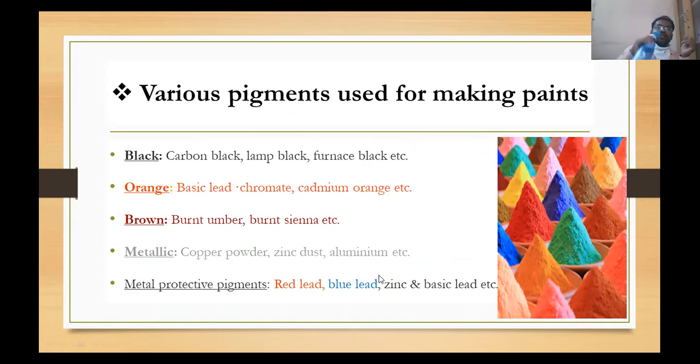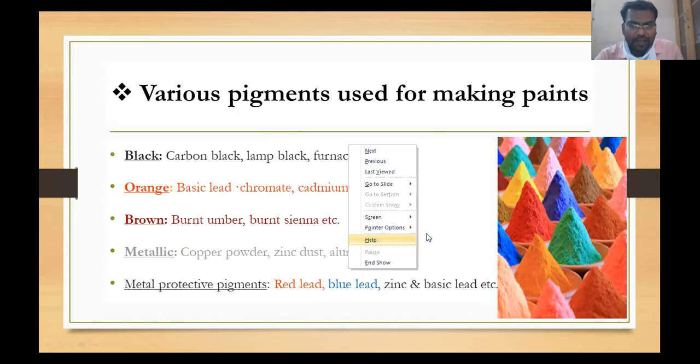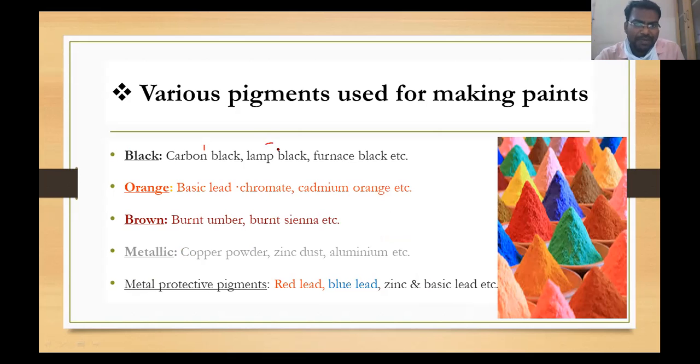Then for making the black color, carbon black, lamp black, furnace black, these pigments are mostly used for making the black color. So these three pigments are important for making the black color: carbon black, lamp black, and furnace black.